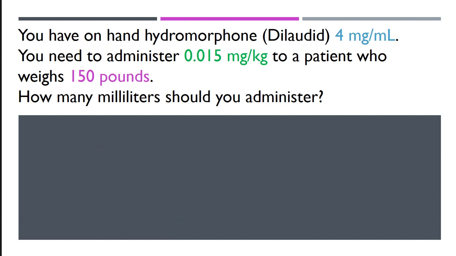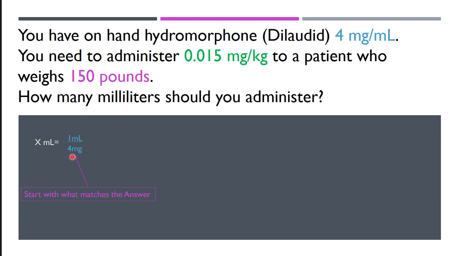You have on hand hydromorphone, 4 milligrams per mL. You need to administer 0.015 milligrams per kilogram to a patient who weighs 150 pounds. How many mLs should you administer? Looking at this, I can already tell there's going to be some conversions we need to do. So how many mLs? So I have to start with the mLs. X mLs. So what do I have up here? 4 milligrams per milliliter. 1 milliliter over 4 milligrams, like we said.